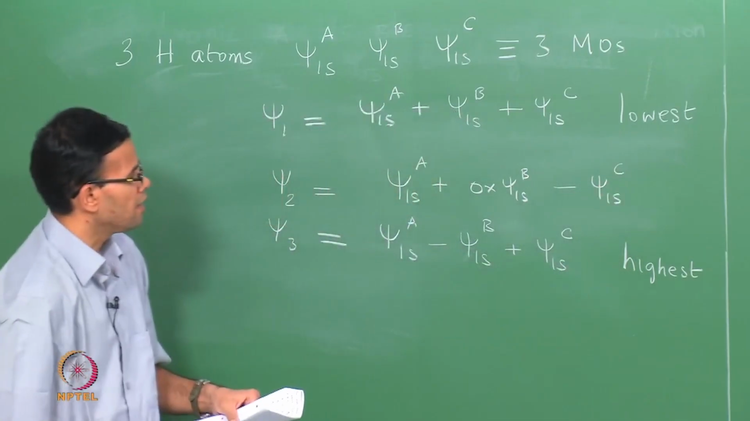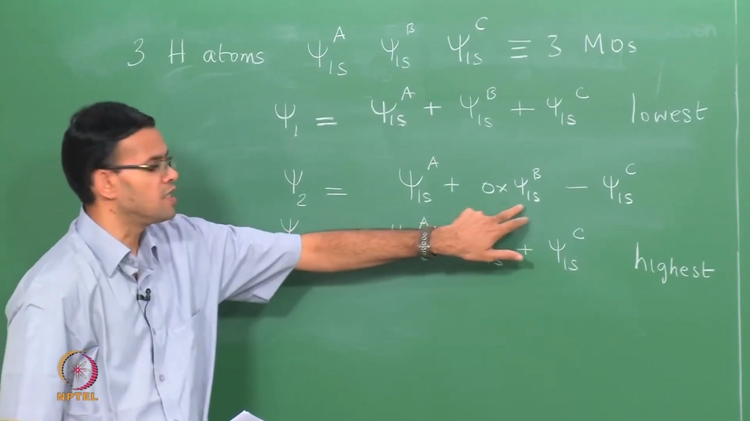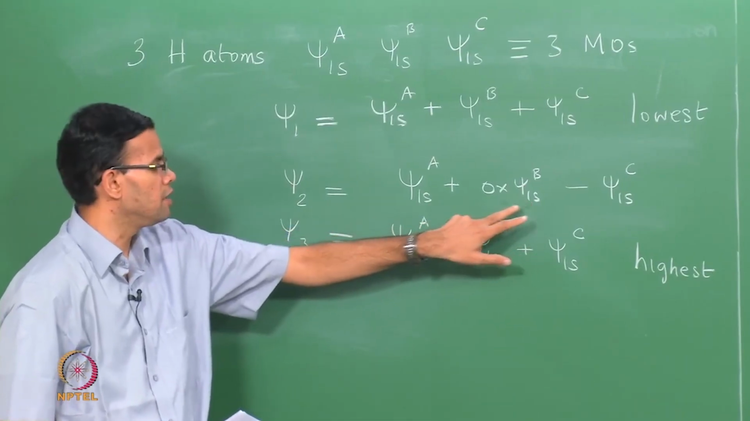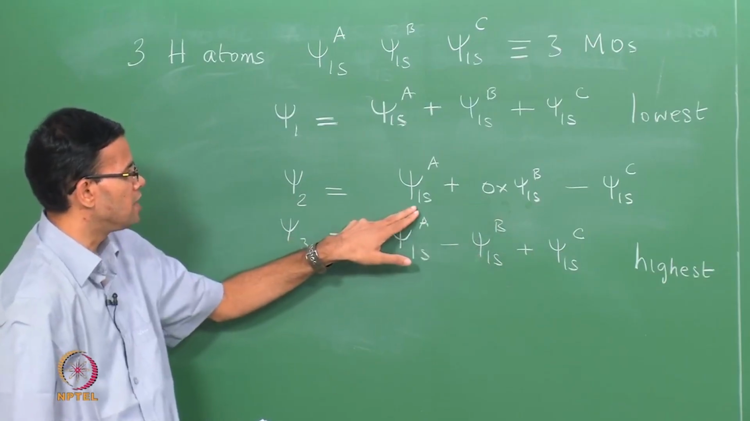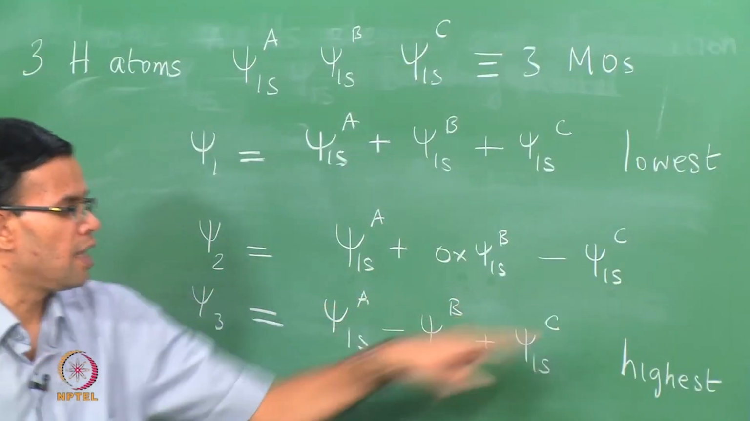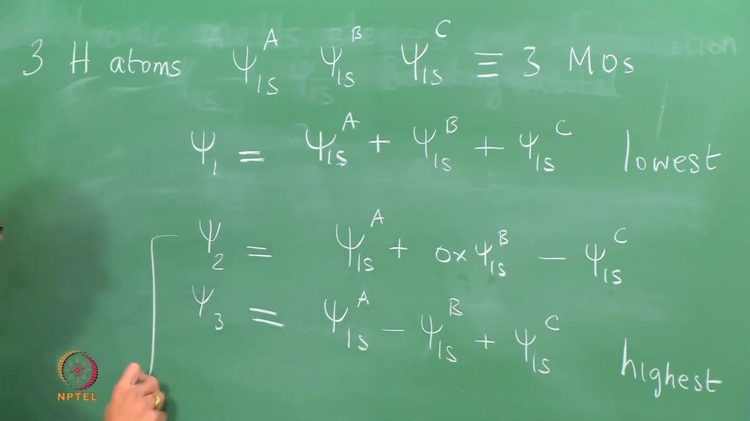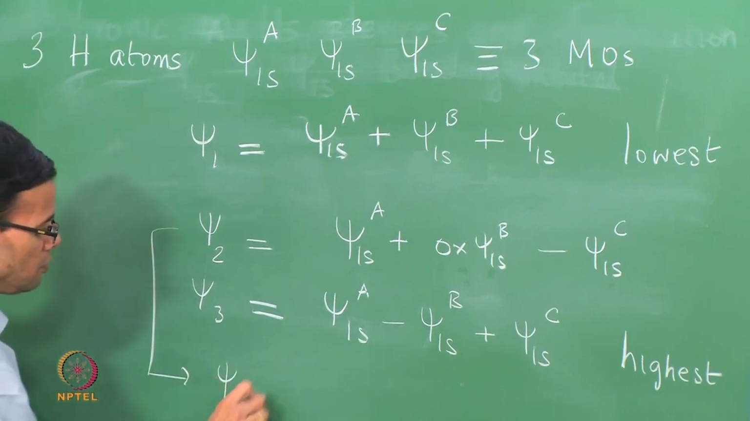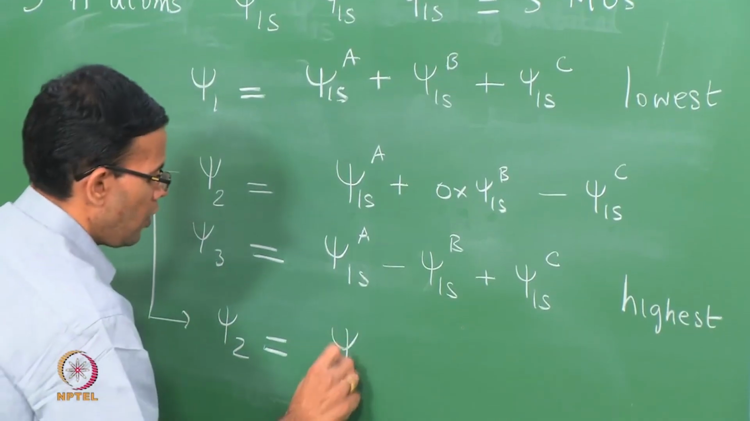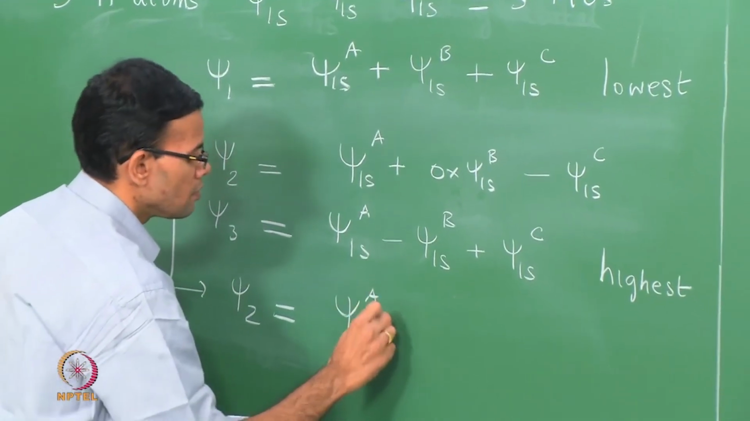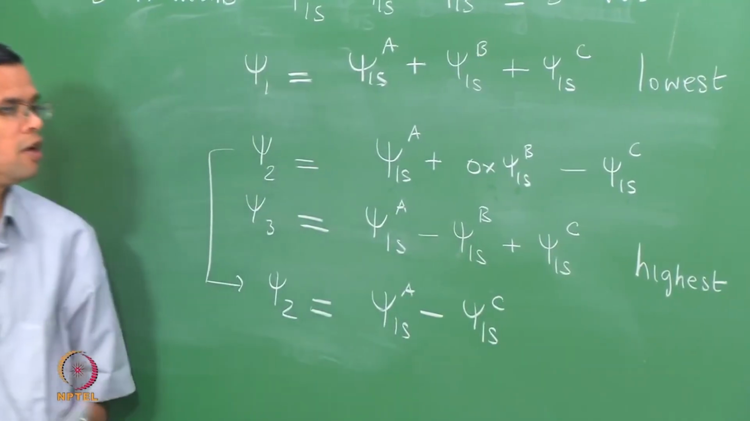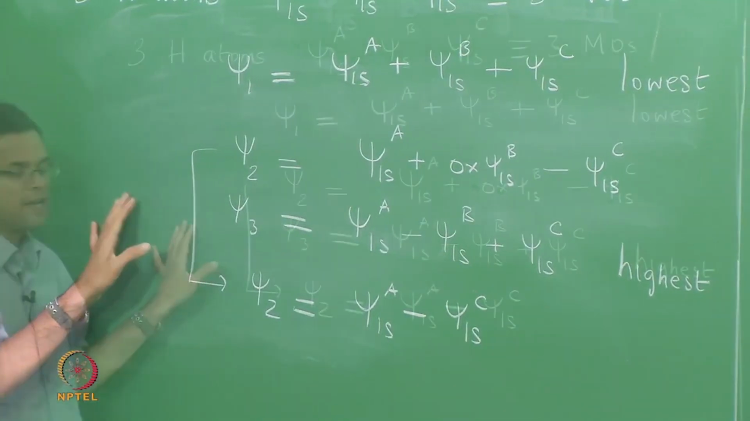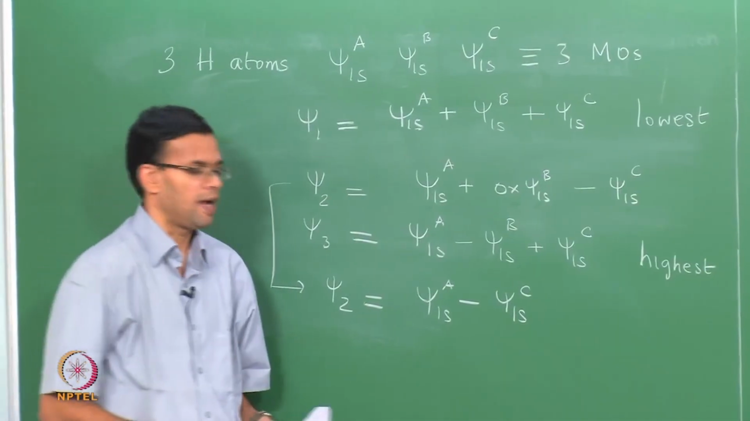So, in this particular case, the contribution from the second hydrogen atom is neglected because it is times 0. So, all you have is psi 1s A and minus psi 1s C. So, let me just write that down. So, psi 2 is nothing but psi 1s A minus psi 1s C. You can depict this pictorially again by taking 3 hydrogen atoms.